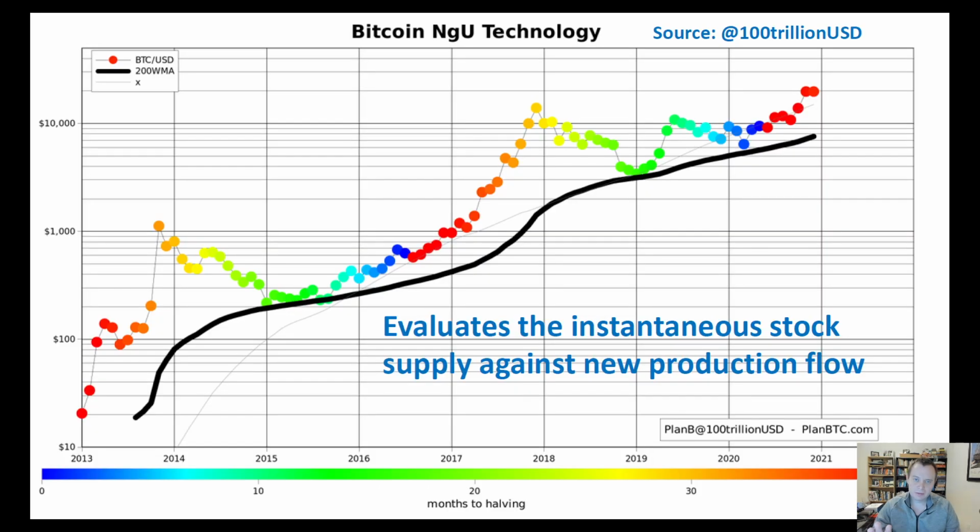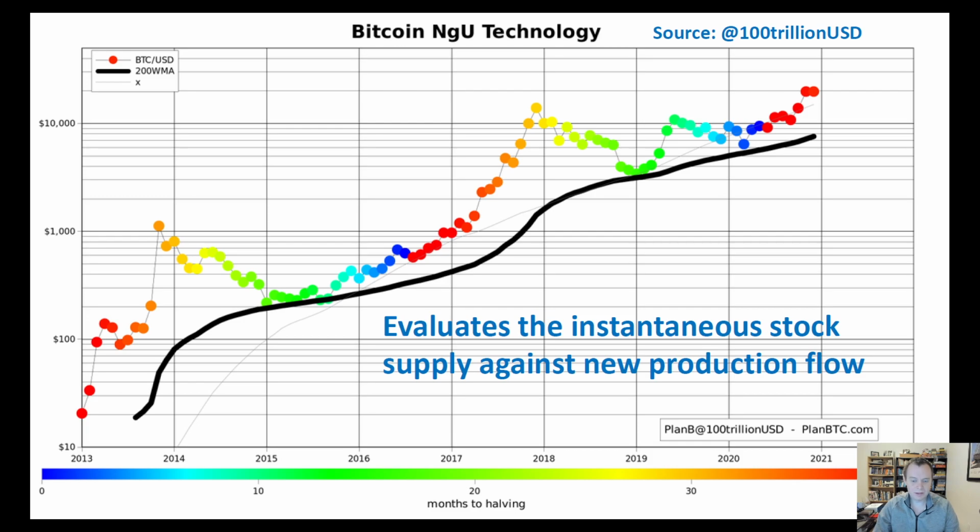But what I want to first say, if you're not familiar with the stock to flow model, is what it is used for. It's used to evaluate the instantaneous stock supply against new production flow of the asset. This could be applied to gold, to silver, and he is applying it to Bitcoin because Bitcoin has an instantaneous stock supply. We know what it is, and this is where he's ultimately coming up with a valuation for Bitcoin and what trend he sees it on based on the supply.